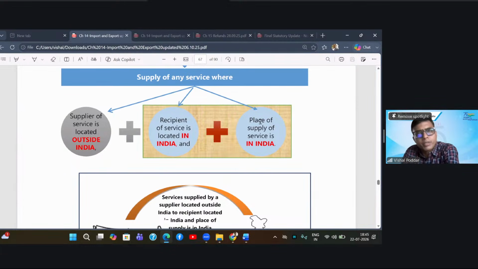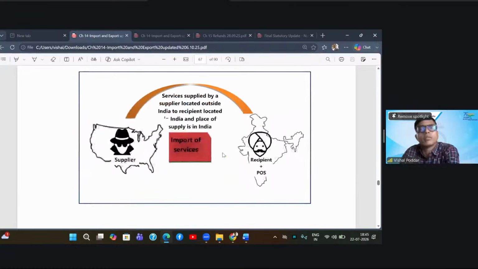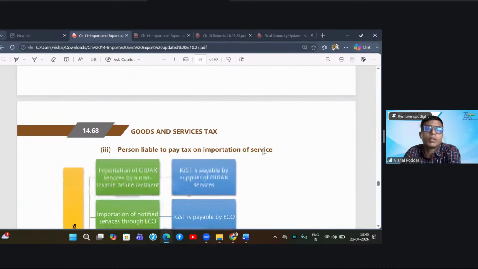So wherever the place of supply is falling in India and the recipient is in India, but the supplier is outside, when all these three conditions are satisfied, it will be import of service. Students, an interesting point to note here is there is no reference to foreign exchange or foreign currency, which is the case in the export of service definition. So in case of import of service, there is no need for payment in foreign currency. It is something like this: the supplier is sitting outside India, the recipient is in India, and even the place of supply falls in India. When this is satisfied, only then it will be called import.